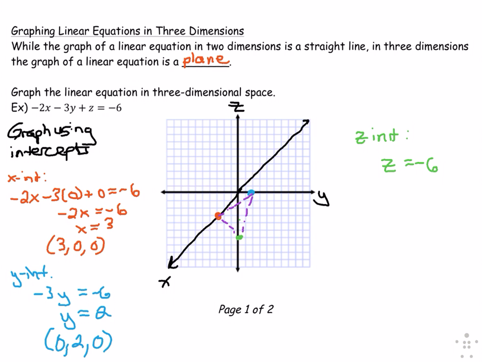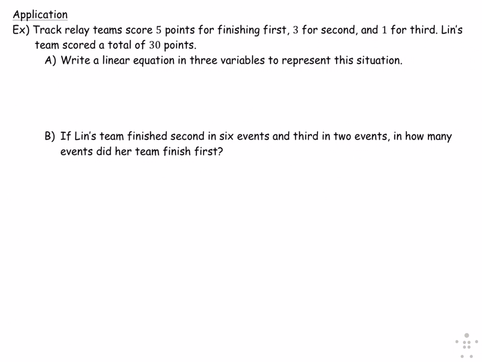So that's it on graphing in three-dimensional space, ordered triples, and linear equations, which are planes, because they have three variables. You could have a linear equation like x plus y equals 5 in 3 dimensions, and that would just be a line, but we also had to account for the z variable's effect on our graph.